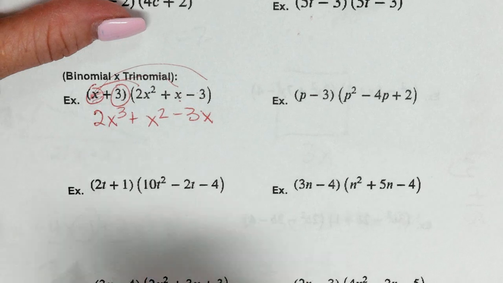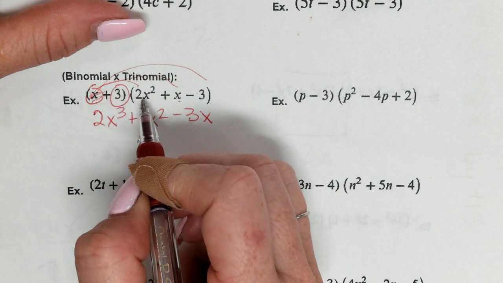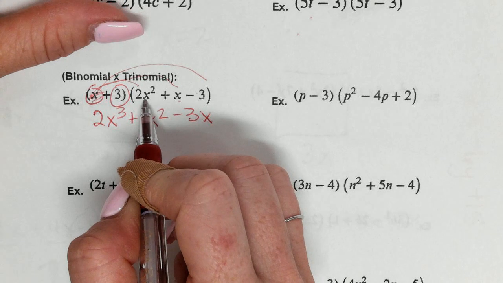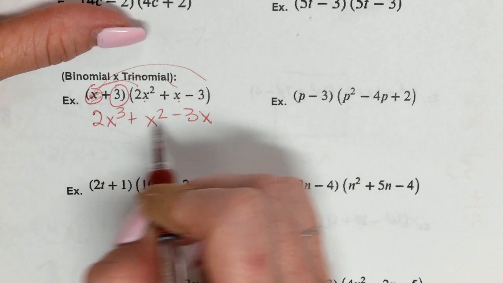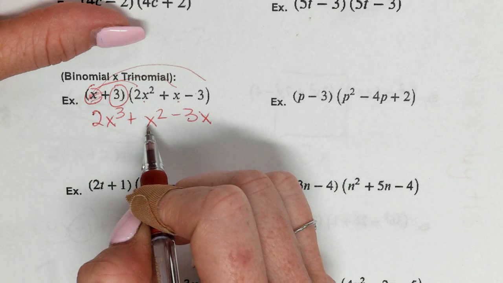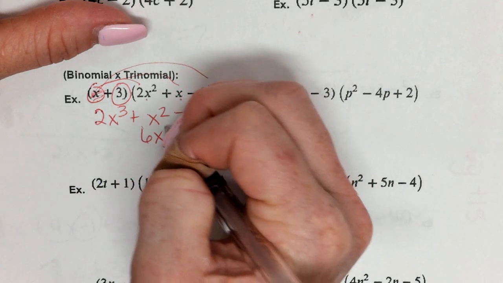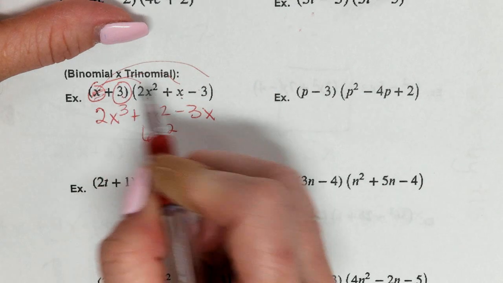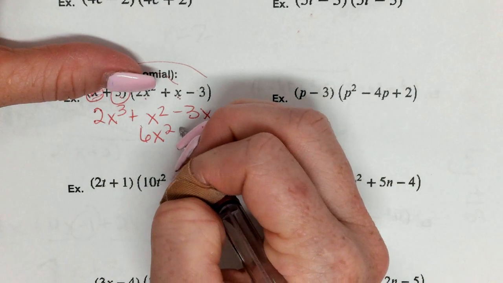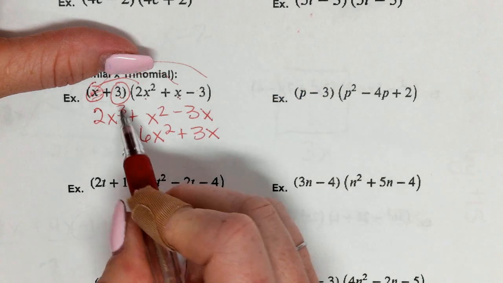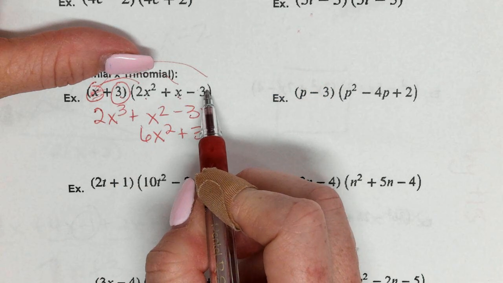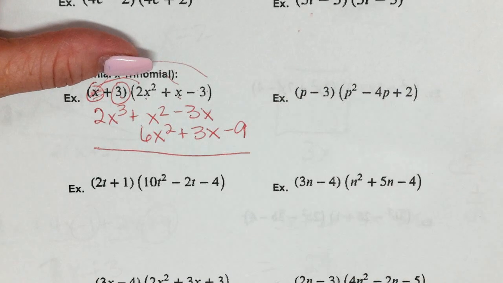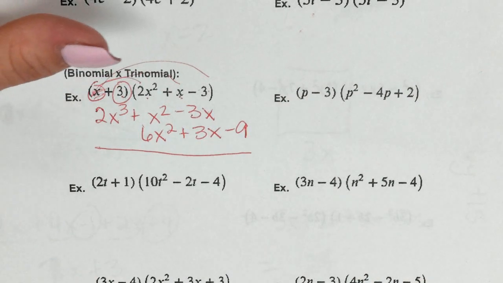is stack them. So I'm going to do 3 times 2x squared. What is 3 times 2? Which one would that go with? This one. So I'm going to put it right under it. 6x squared. Now I'm going to do 3 times x. 3x. And now I'm going to do 3 times negative 3. Negative 9. I didn't mean to put that line so low.